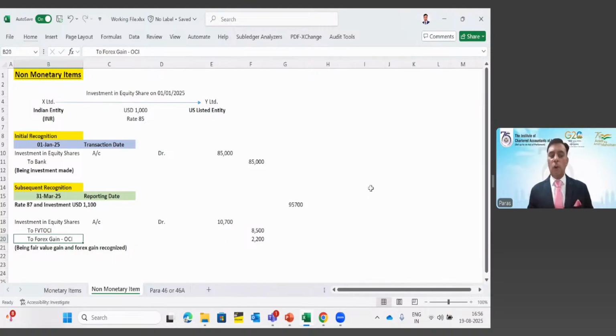One point you need to always remember, only in case of non-monetary items, whether you will recognize forex gain or loss in the P&L account or in OCI will depend on the option you have chosen. If you have selected the FVT OCI option, then forex gain and loss will always be transferred to OCI. But if you have selected the FVT PL option, then this forex gain and loss will always be transferred to the P&L account, right? Always remember my words.